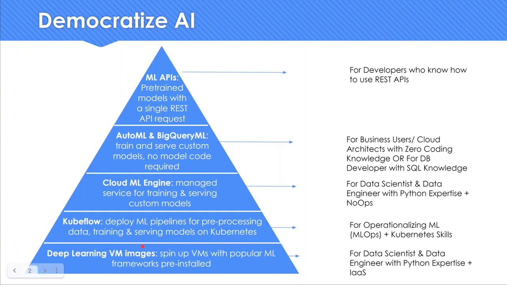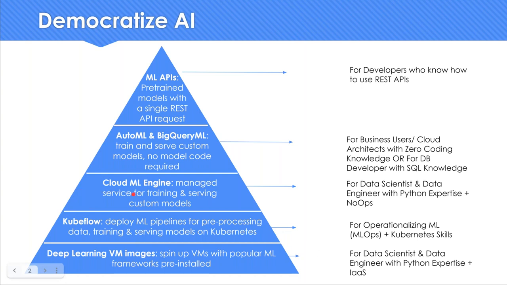From the marketplace, you can get Deep Learning VM images which have Python installed and lots of other components built in. So you don't need to do much installation, you can just go use it. But you have full control of your virtual machine and what components you want to install. In the managed version, you may have some limitations.